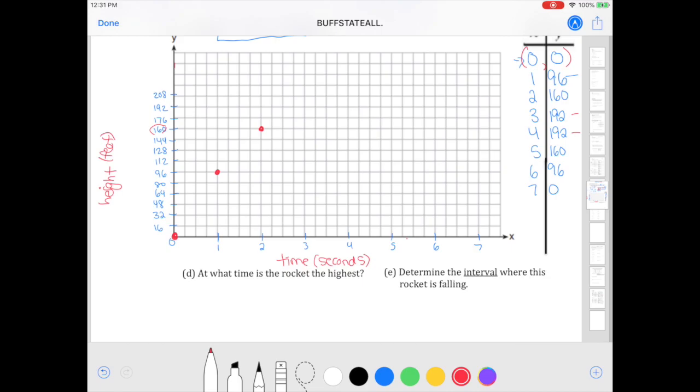Okay, my next point is 3, 192. So I go to where x is 3 and y is 192, and so on.